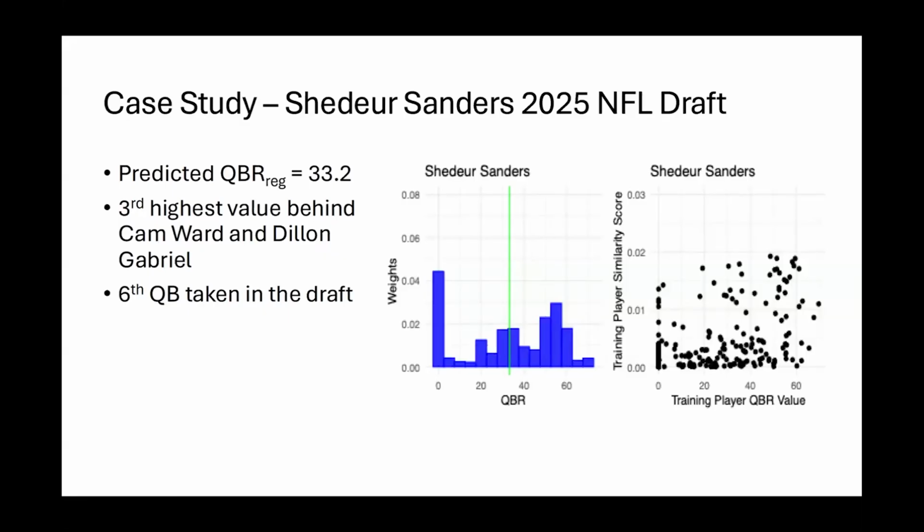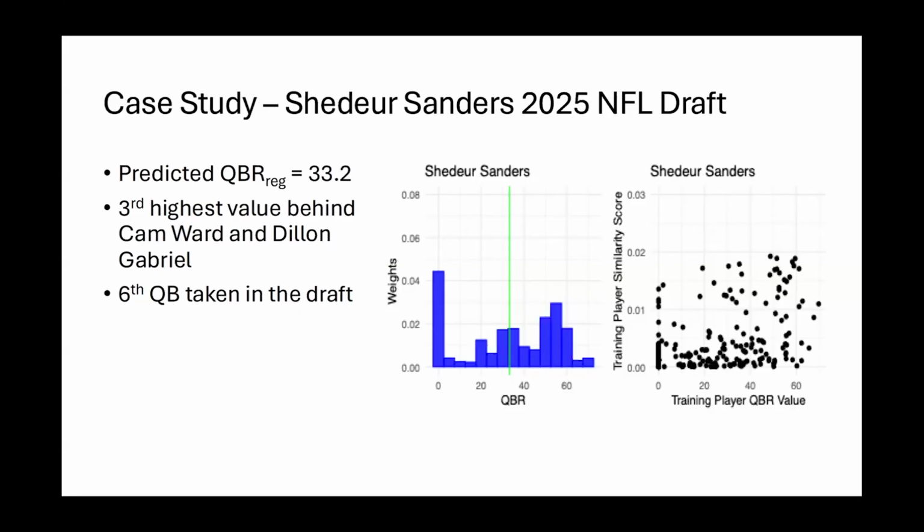And so now I want to talk about a case study from this model: Shedeur Sanders from the 2025 NFL Draft. Because I think this is a really good example of why sometimes statistics and predicting is not perfect, because you can't include certain leadership or personality values that teams really care about. Shedeur Sanders was predicted to have the third highest value behind Cam Ward and Dylan Gabriel, but ultimately he ended up being the 6th quarterback taken in the draft.